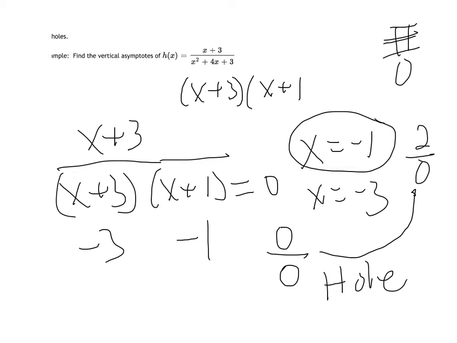And one way you can tell that without doing too much work is if you look at the factors, if they have a common factor. See how this both had an x plus 3? Because of that common factor, I know there's a hole. Those could just cancel out, and that would be left with 1 over x plus 1. And we'll talk about graphing that in a bit.